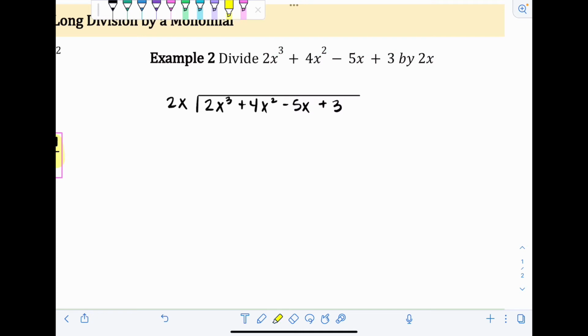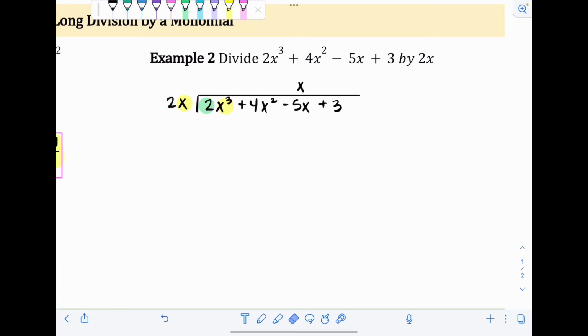Okay, so I start with my first term, so I do 2x cubed divided by 2x. First I would divide the coefficients. 2 divided by 2 is 1, and then x cubed divided by x is x squared. So 2x cubed divided by 2x is just a 1x. And again, I like to line it up over the other x's. It just helps you keep your work more organized.